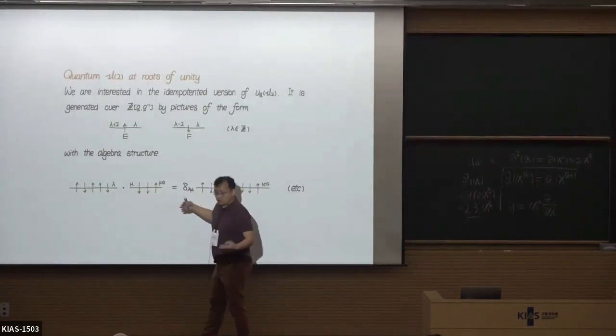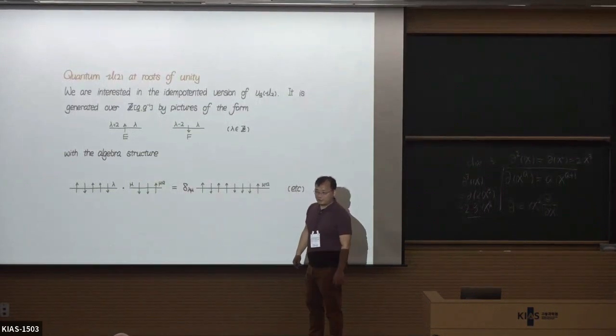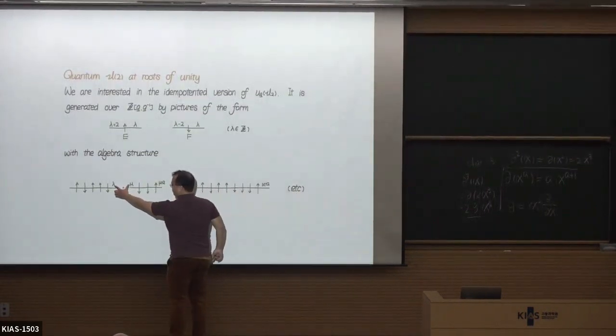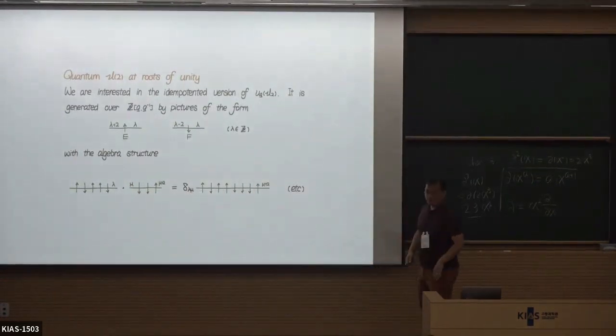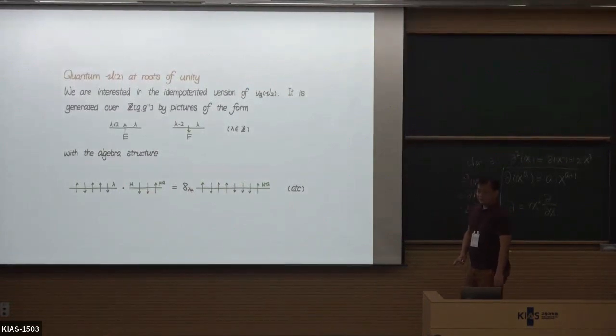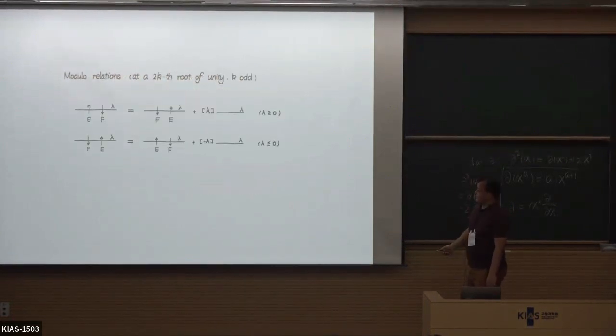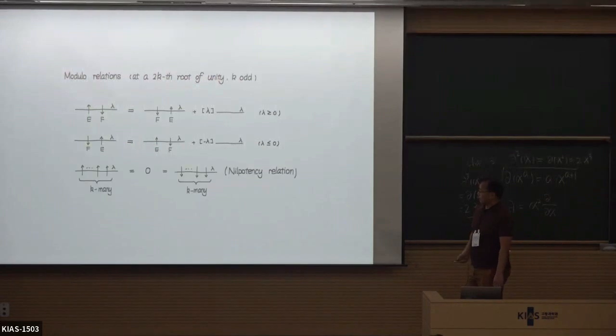This is just the usual algebra multiplication. When these two weights match, you just glue them together. If they don't match, you just declare it to be 0. They cannot be multiplied. This is the usual EF commutator relation in the Lie algebra. And finally, for quantum group at roots of unity, you have this very important nilpotence relation: at a kth root of unity, you declare that E to the kth power and F to the kth power to be 0.